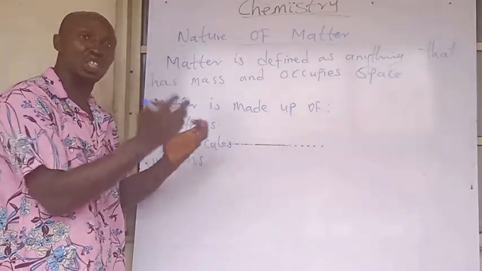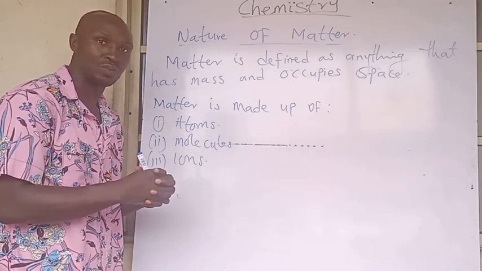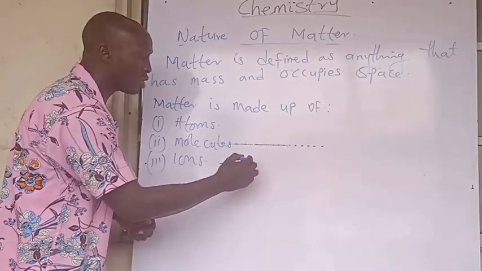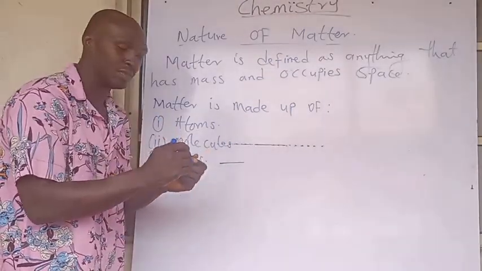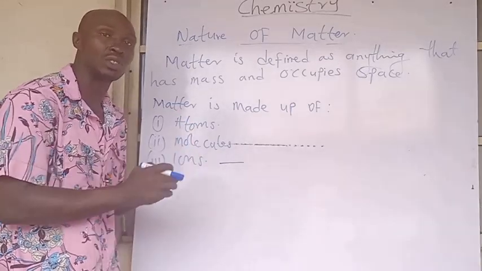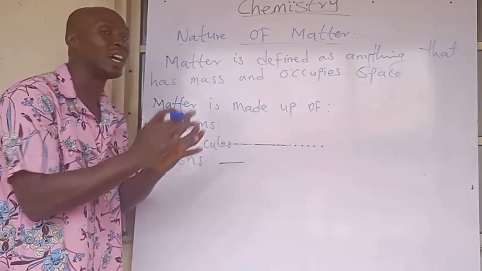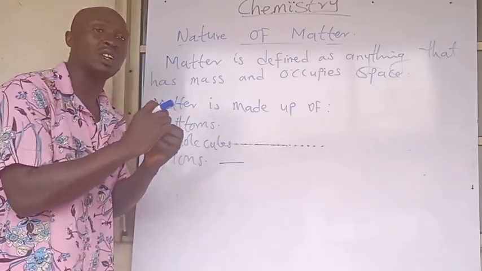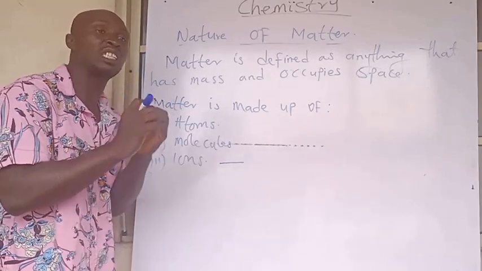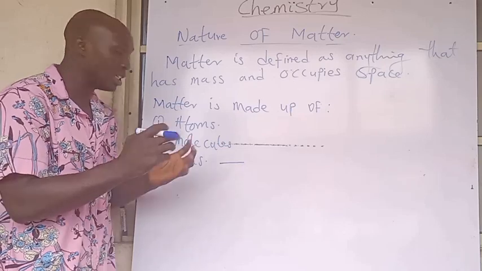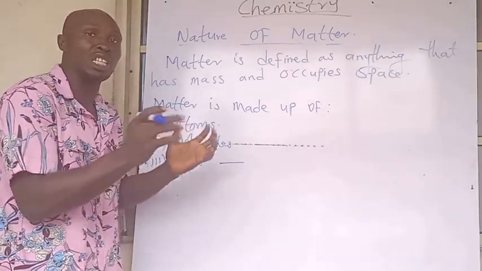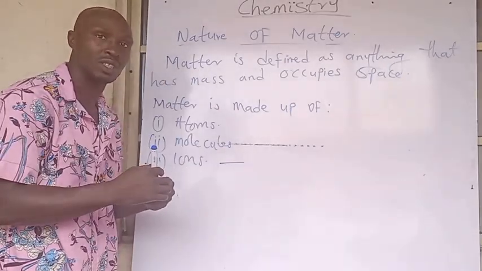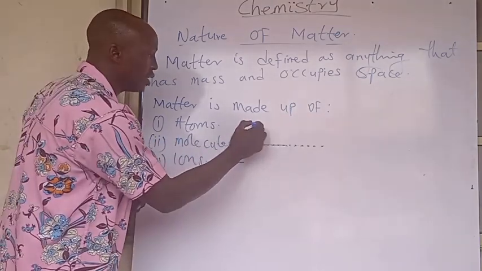Or it can be a combination of ions. When we talk about ions, we talk about elements that are charged. Molecules that are charged. Atoms that are charged. When we say that they are charged, it means that they are either positively charged or negatively charged. But this matter is formed by the combination of different charges.